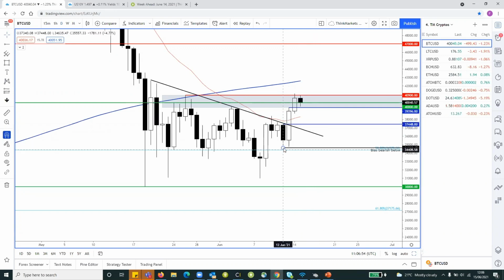Specifically, if we go below this low, which was the last black or red candle before the breakout, then it would indicate to me very clearly that the breakout has trapped the bulls. So a move below 34,600 is going to be very bearish in my view, if it happens.